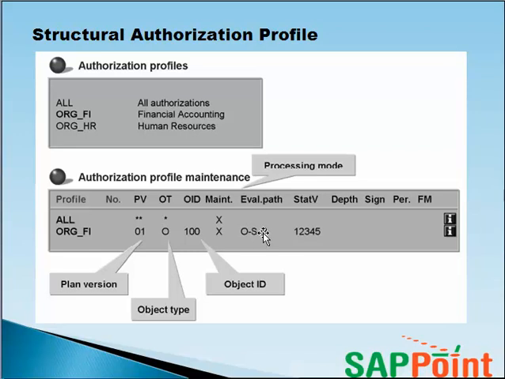You must also assign a root object. Because we are using an evaluation path, we must also assign a root object for the structure. So you have the root object and the object ID. Now this root object can either be entered directly. In this example, you see the object ID is entered directly here, it's 100. Or it can be determined dynamically by using a function module.